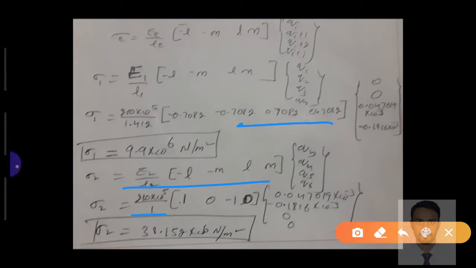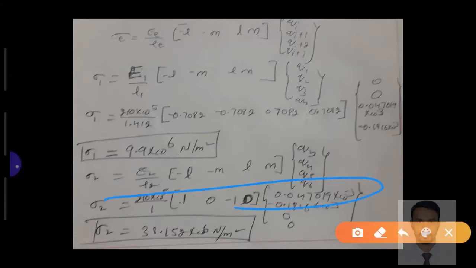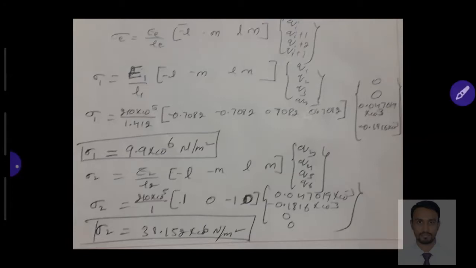Length of the element is 1, and the direction cosines are L = 1, M = 0. We substitute all those values. Q3 and Q4 have the same values, which we substitute. Q5 and Q6 are 0 because node number 3 is fixed. After substituting all those values and calculating, we get 38.152 into 10 to the power of 6 Newton per meter square, the stress induced in truss element number 2. Thank you for listening to my lecture.